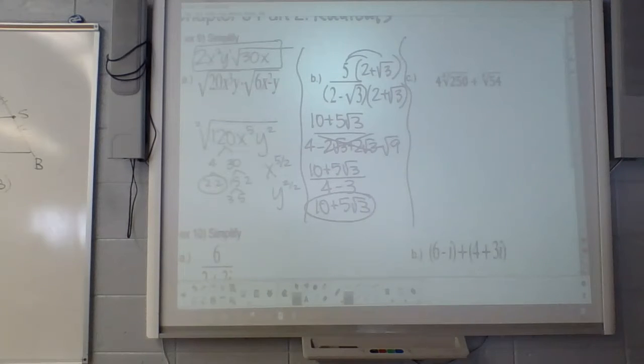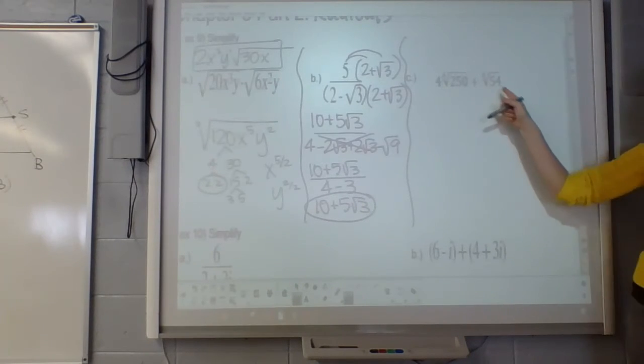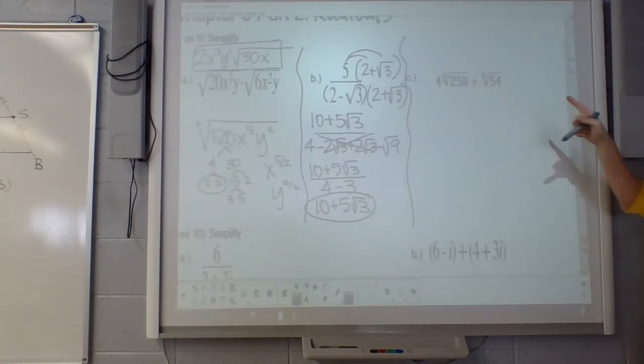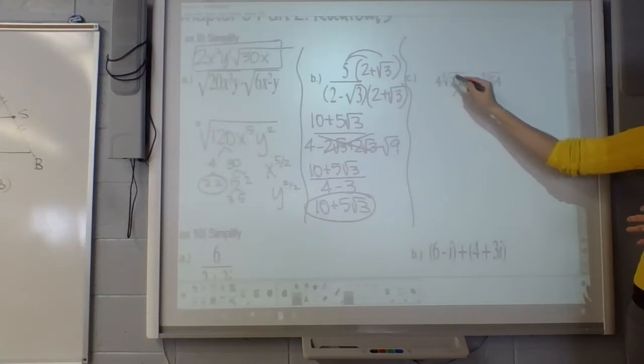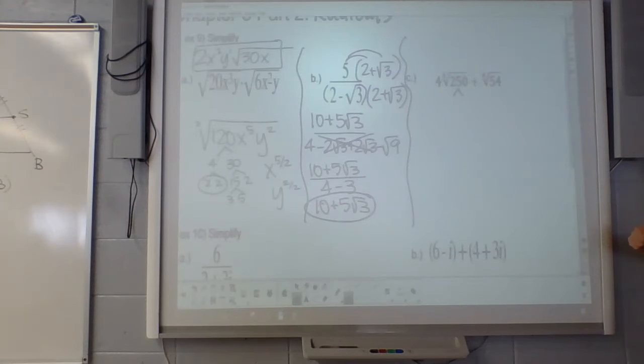So in letter C here, I need to make these radicals alike in order to be able to add them. I can't just add the 250 and the 54 because they're not the same radical. The number underneath has to be the same as well. But since this is a 3, I have to look for triplets, groups of 3.